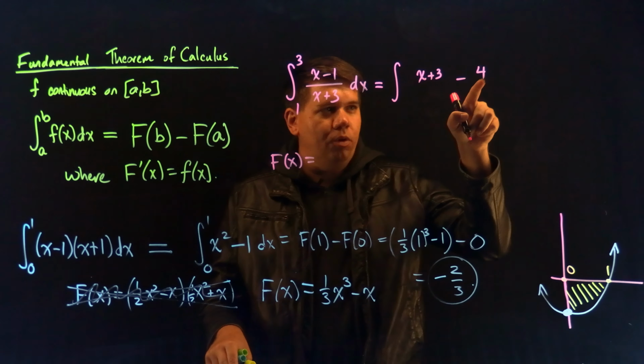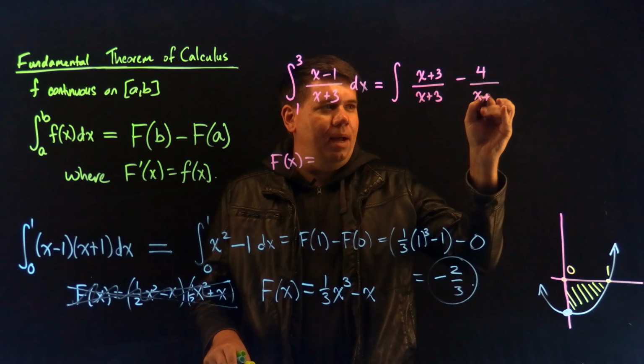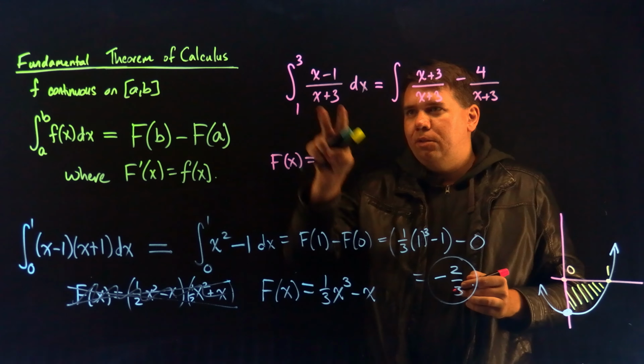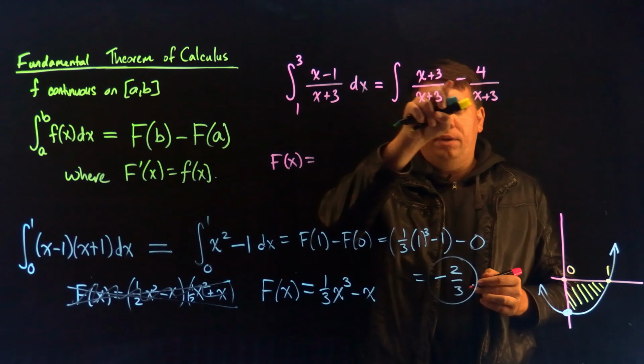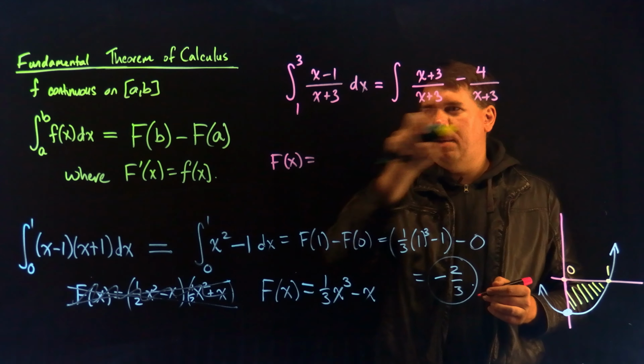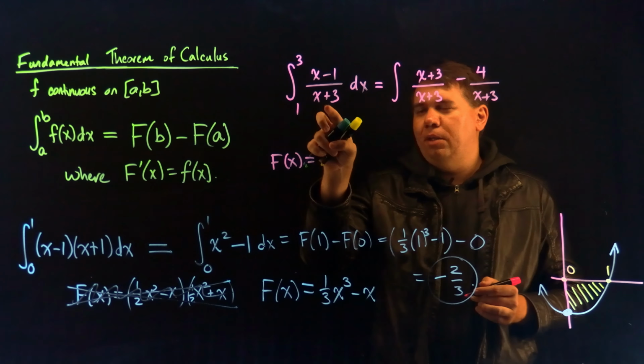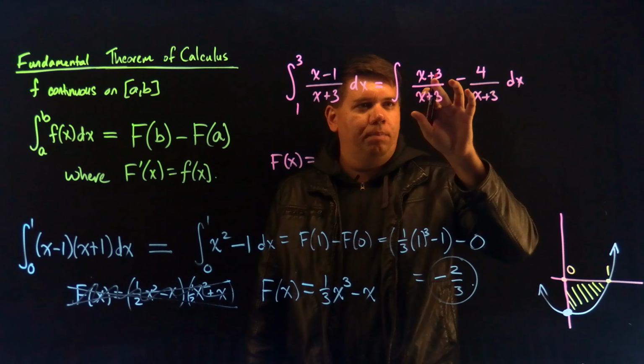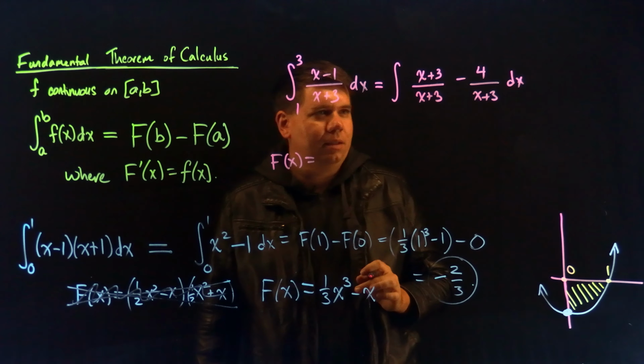And then I can rewrite this so that both pieces divide by x plus 3. The top is the same as x plus 3 minus 4, and then you divide both pieces by the bottom, x plus 3. That's the same thing as this: when you combine these, the plus 3 and minus 4 give you x minus 1 on top.